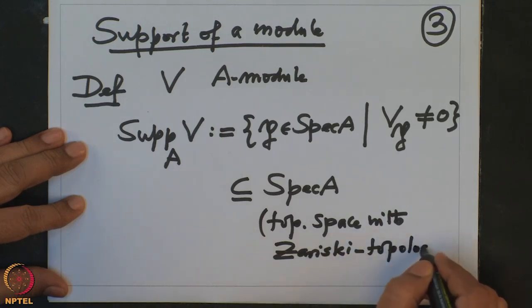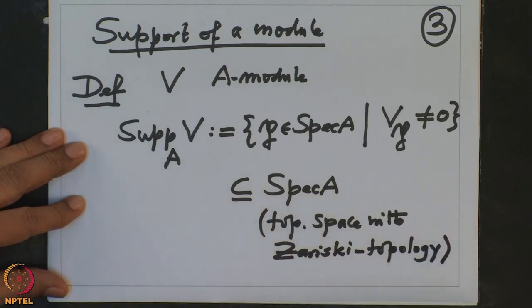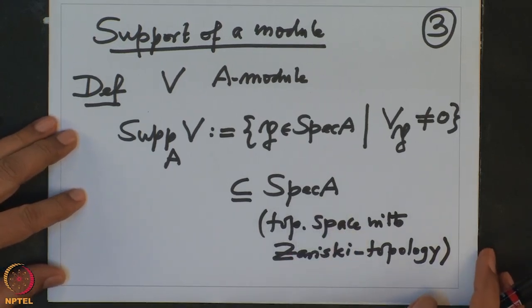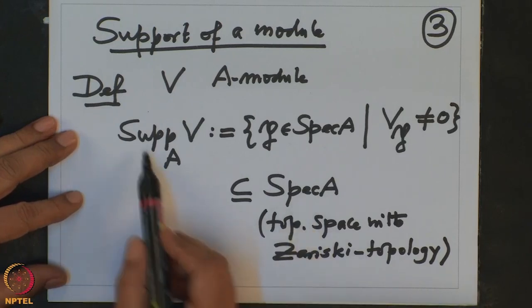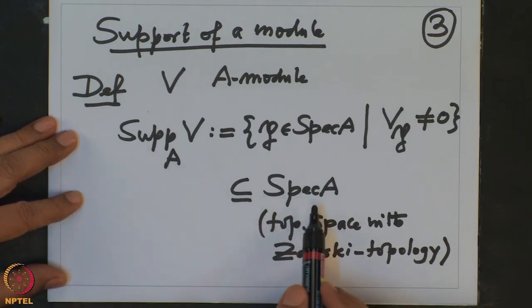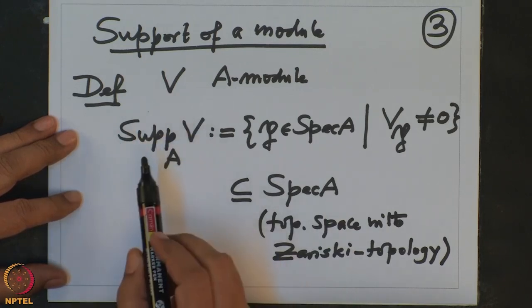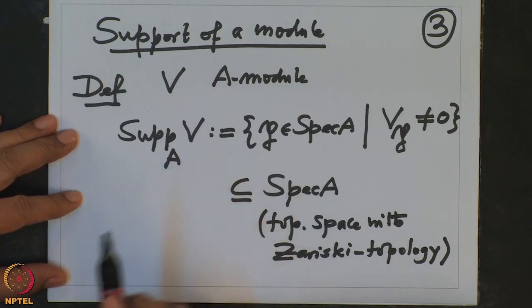We have declared what the closed sets in this are. They are precisely the V of some ideals. So now this is a subset in a topological space. So it is natural to ask, what kind of a subset is it? Is it open? Is it closed? And so on. We will prove that this is a closed set. And how do we find it by using V? That is the task.